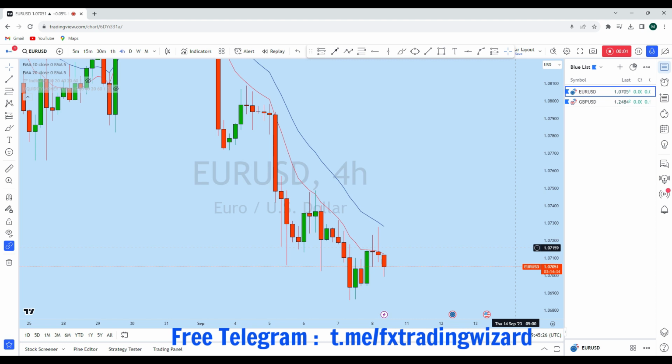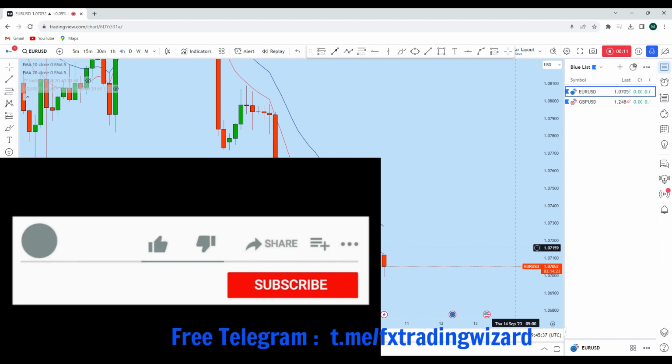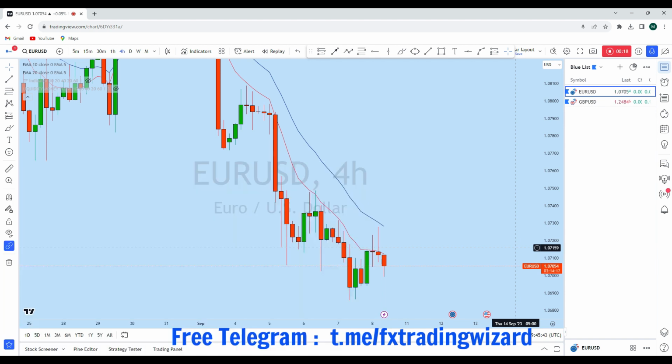Hello trader, I'm going to do a complete multi-time frame analysis on EUR/USD and GBP/USD. Let's see what kind of trading opportunity we currently have in these instruments. From the lower time frame, we can see that EUR/USD and GBP/USD are currently showing a significant trading opportunity.